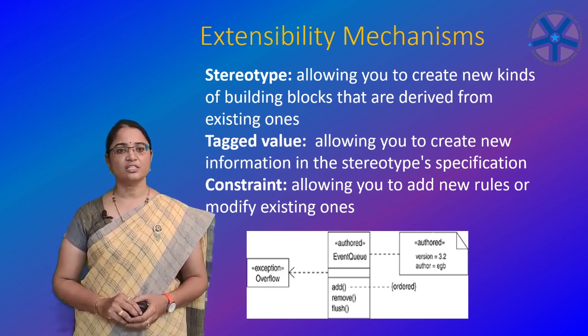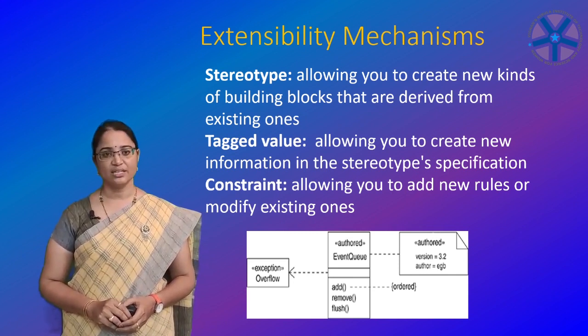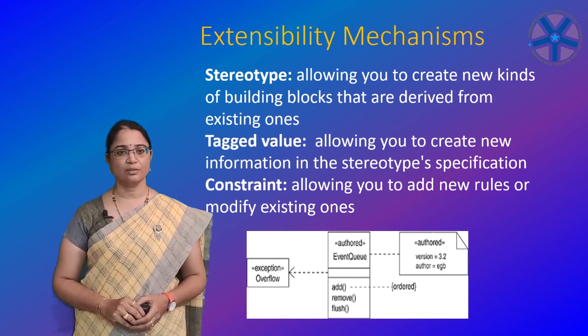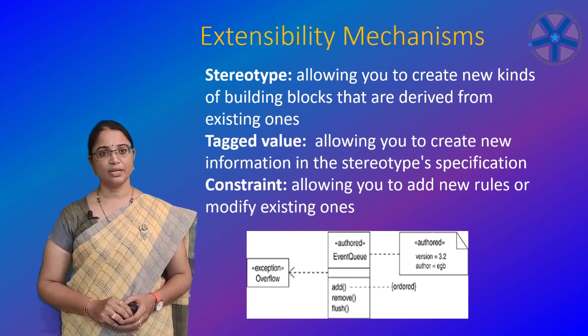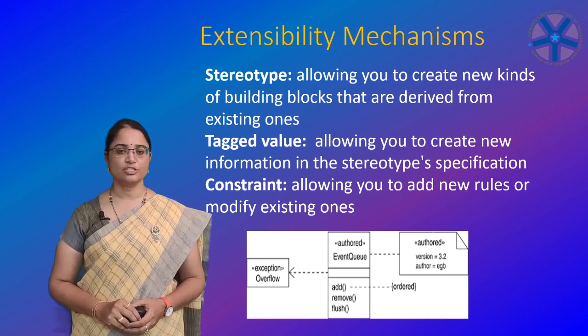Collectively, these are the three extensibility mechanisms. What are these three extensibility mechanisms? First one is the stereotype, second one is the tagged value, and third one is the constraint. Using these three extensibility mechanisms allows you to shape and grow the UML to your project's needs.